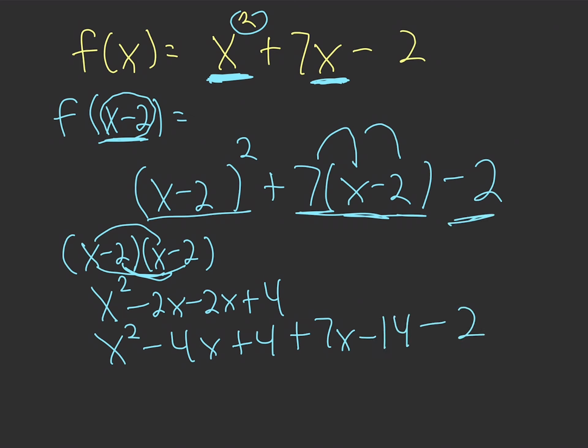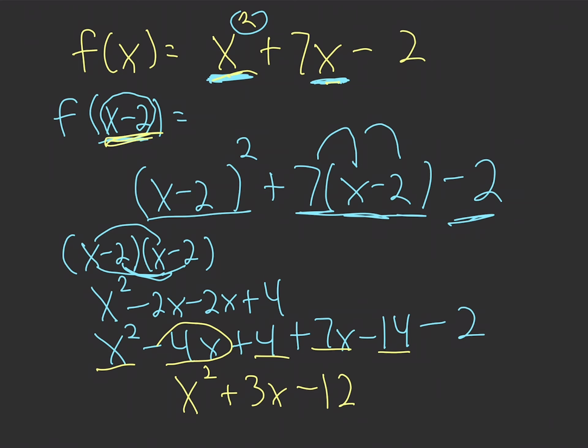So now we're going to gather like terms in here, and so what are we going to have? We're going to have x squared. That's going to be the only squared term. We've got a minus 4x, and we've got a plus 7x. It's your plus 3x. A plus 4, minus 14 is minus 10, minus 2 more is minus 12. And so I have just found where I'm just plugging in this x minus 2 wherever you see an x value.